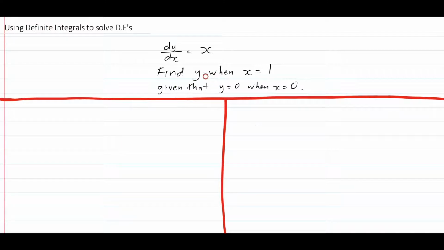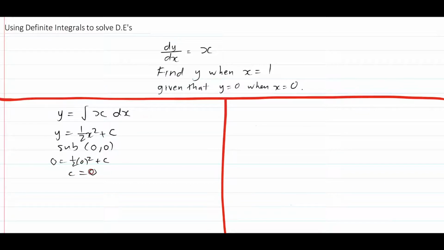So how would you go about doing these questions? Well, typically, you're given a differential equation, you antidifferentiate that to get the solution. So that means y equals the antiderivative of x in terms of x, and then you'll end up with half x squared plus c. And then of course you solve for c, and to solve for c you sub in the coordinates they give you, x equals 0, y equals 0. In this case, c just happens to also be 0. So therefore, y equals half x squared plus 0, or just half x squared.